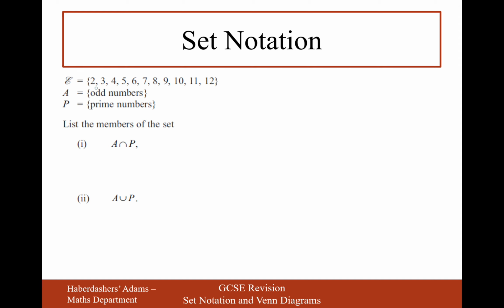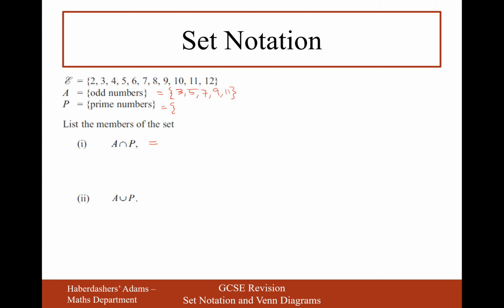Okay, so what this question is saying here is that we have a universal set of the numbers 2, 3, 4, 5, 6, 7, 8, 9, 10, 11, 12. These are the numbers we're going to be considering for this question. The set A contains all the odd numbers, and set P contains all the prime numbers. List the members of the set A intersection P. So what would be a good idea and sensible to do is just to list the members of A. A is all the odd numbers, so that's 3, 5, 7, 9, and 11.